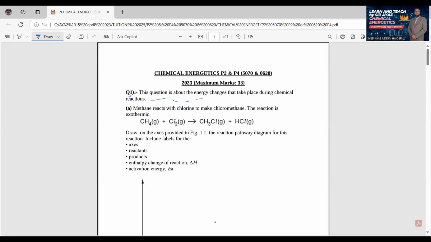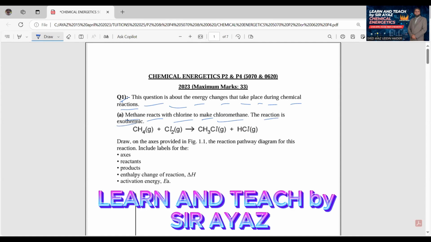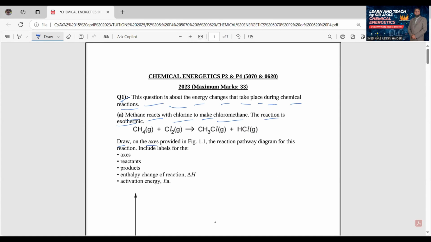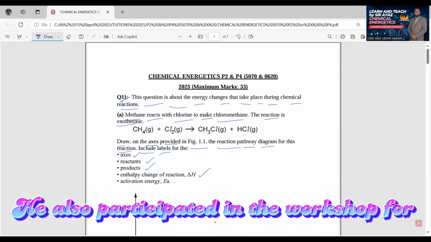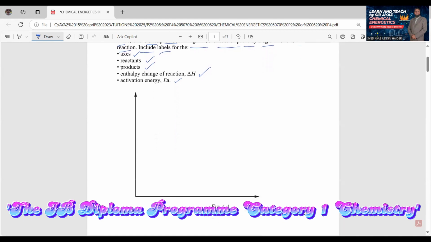This question is about the energy changes that take place during chemical reactions. A. Methane reacts with chlorine to make chloromethane. The reaction is exothermic. Draw on the axis provided in figure 1.1 the reaction pathway diagram for this reaction. Include labels for the axis, reactants, products, enthalpy change of reaction delta H, activation energy EA. Total mark for this question is 5.